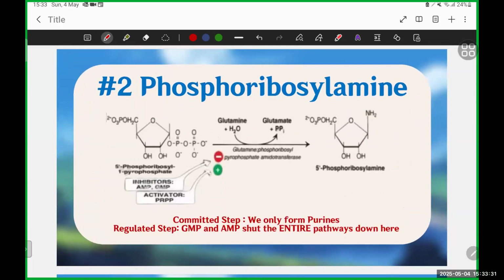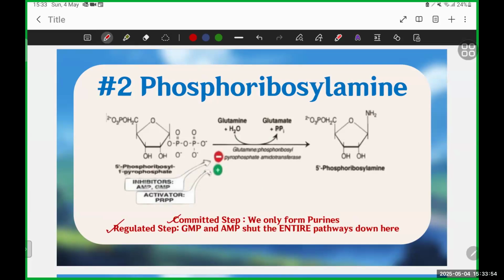That's funny. Okay. Committed step. This is the committed step. So once you perform this step, there is no going back, right? You have to make purines. Another thing is that it's the regulated step. So when you make the purines and they're enough, it's going to shut the entire pathway down. So it's the regulated and the committed step.